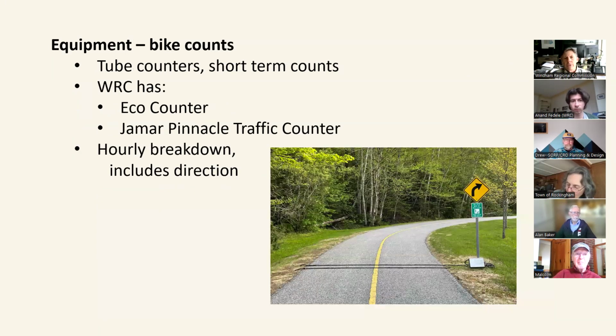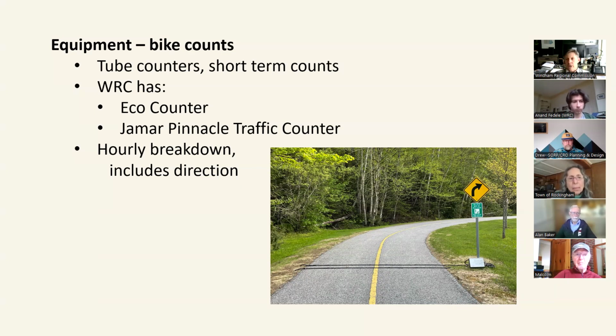So a bit about the equipment that we use. For our bicycle counts, we have tube counters. So they're rubber tubes that we put across a road or a trail. And we use those typically for short-term counts for a week, 2 weeks, 3 weeks at a time. We have 3 different trail bicycle counters that we use. One is an Eco-Counter, which counts just bicycles. And then we have 2 traffic counters by a company called JAMAR, which collects traffic data as well as bicycles.